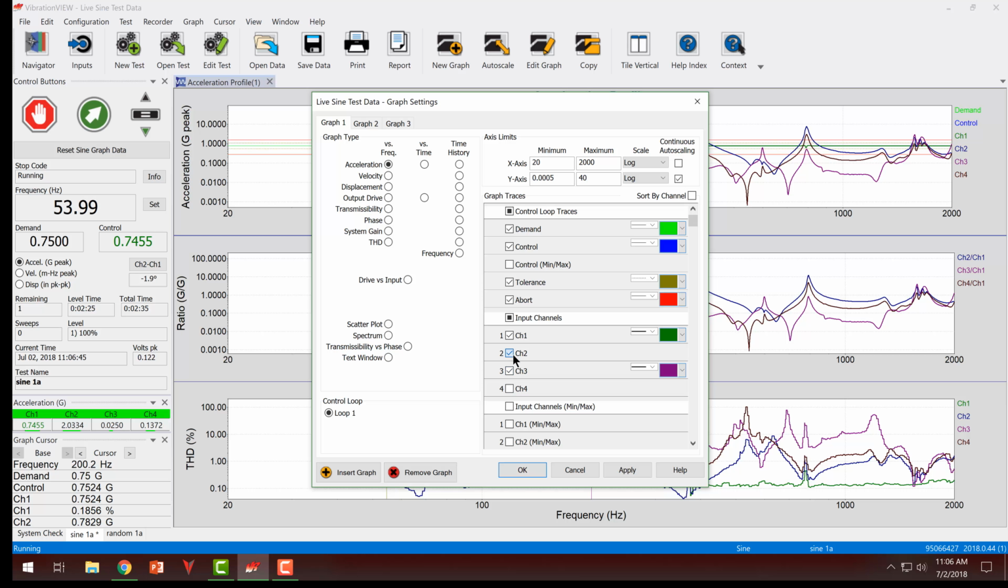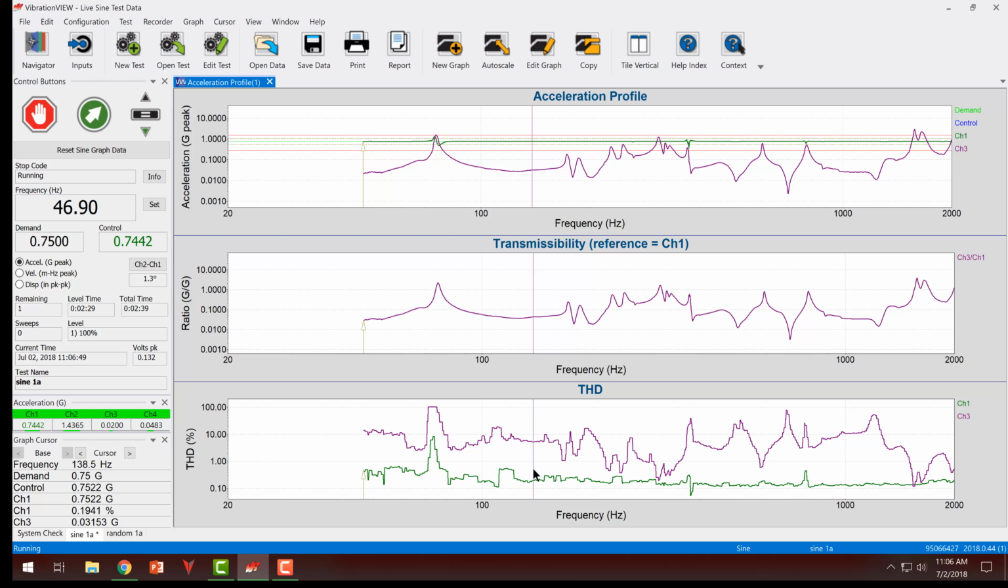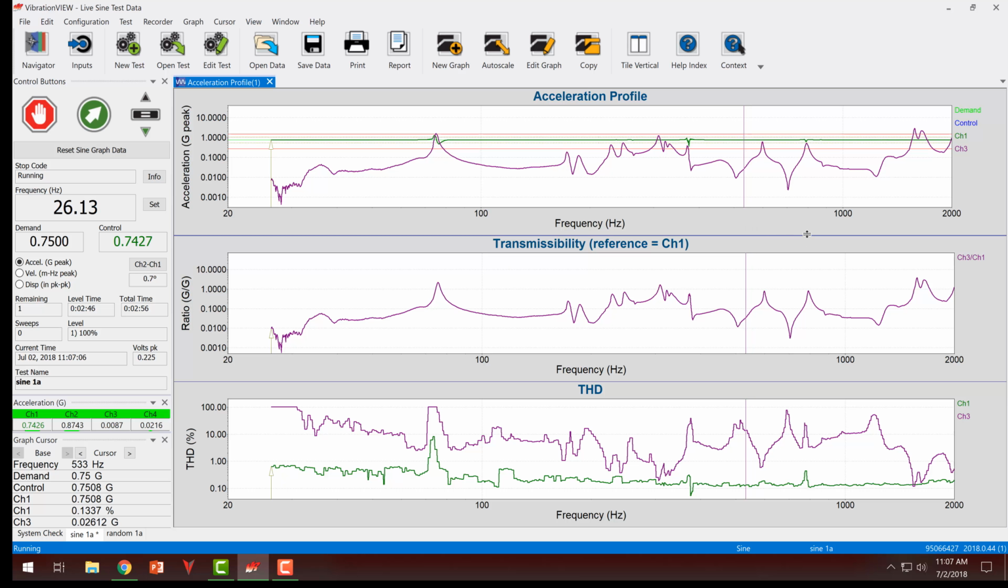Just taking a look at what is happening in these other channels. By the way, notice that the THD on that previous test was quitting at about 200 Hertz, and now we are getting THD values all the way across the board because we increased the FFT lines. So we would expect that the THD of channel 1 would be a 1 all the way across.